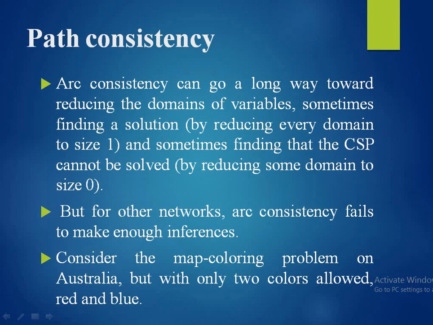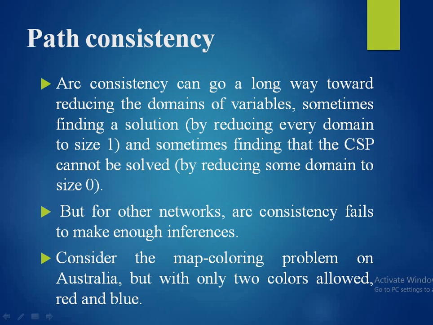The next consistency is path consistency. Arc consistency can go a long way toward reducing the domains of variables, sometimes finding a solution by reducing every domain to size 1, and sometimes finding that the CSP cannot be solved by reducing some domain to 0. But for other networks, arc consistency fails to make enough inferences.